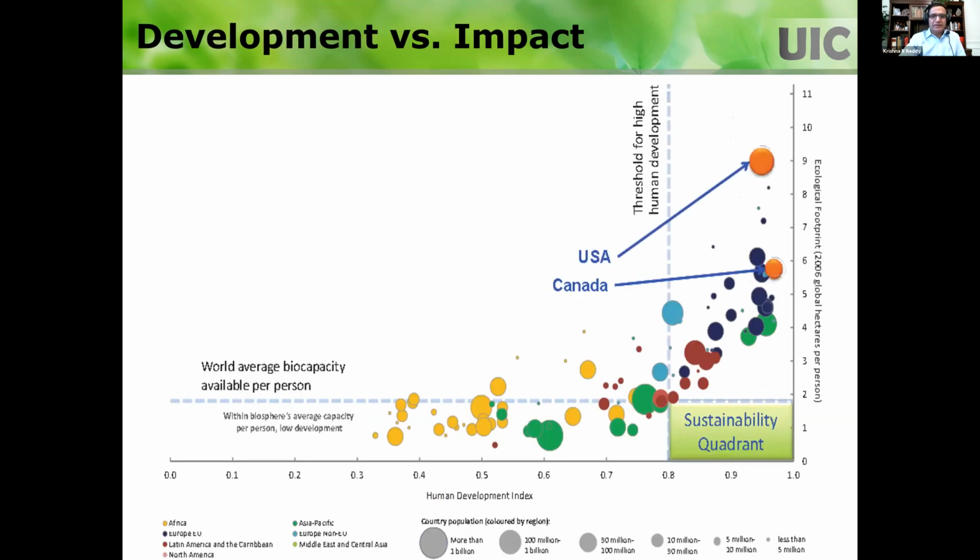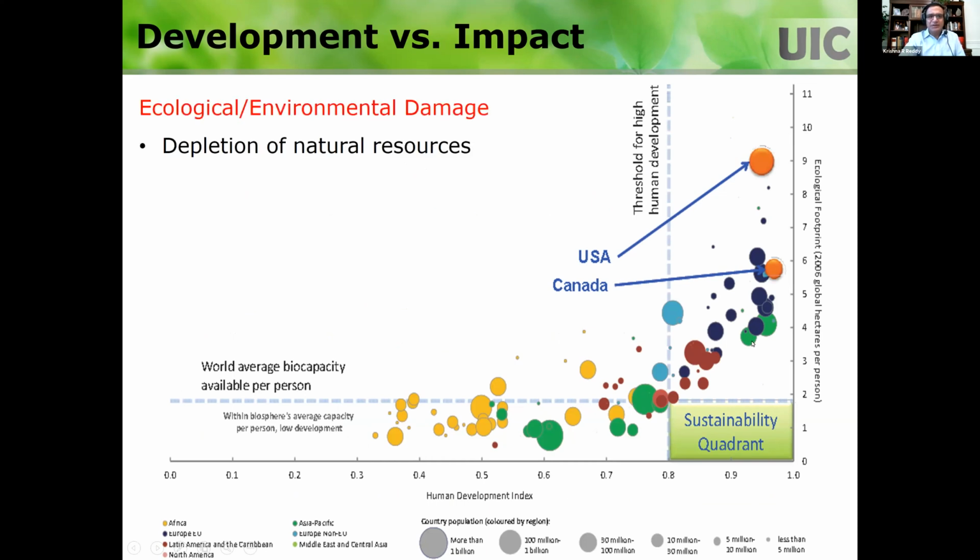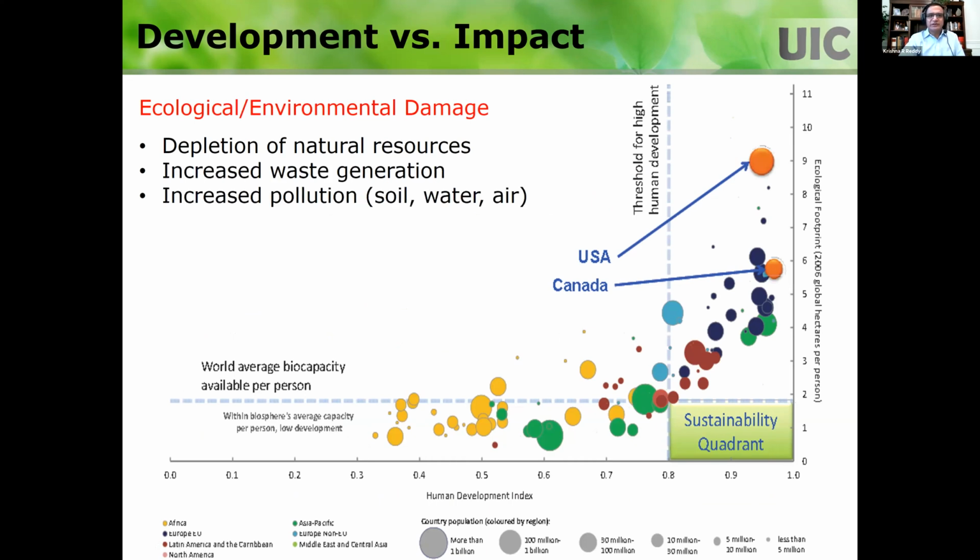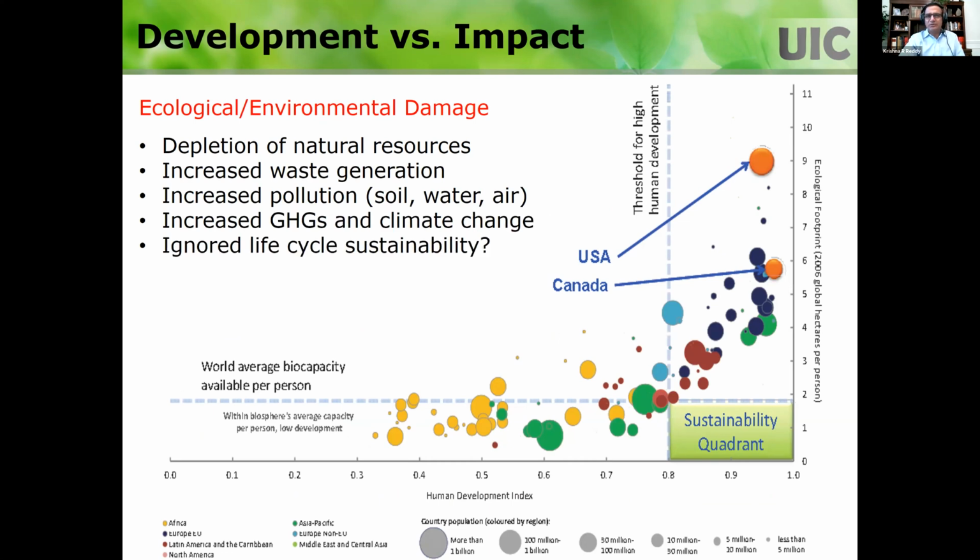However, if you look at what is happening over the years, this graph shows the human development index on the x-axis and ecological footprint on the y-axis. All the development that we are talking about has come with a lot of ecological and environmental damage. We didn't really care about depletion of natural resources, increased waste generation, increased pollution, increased greenhouse gas emissions, and climate change, and we ignored life cycle sustainability. Now we are realizing that this is not the way to go forward. We should be thinking differently.